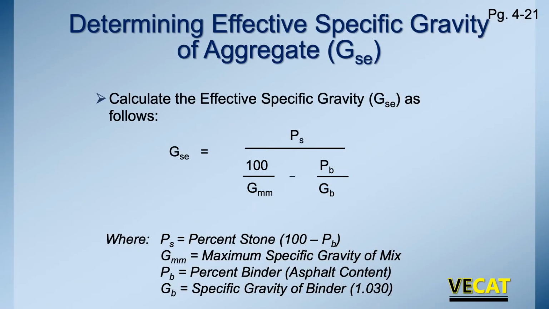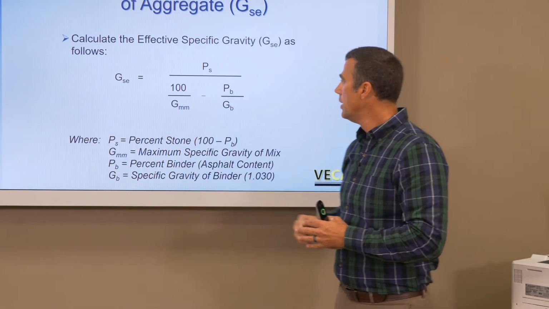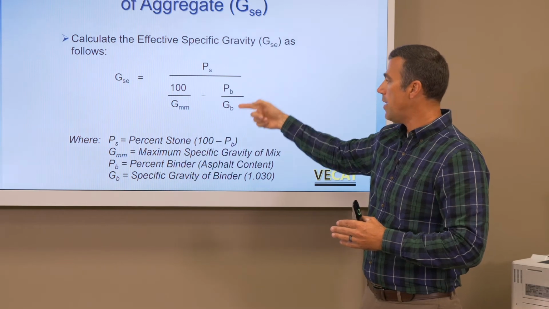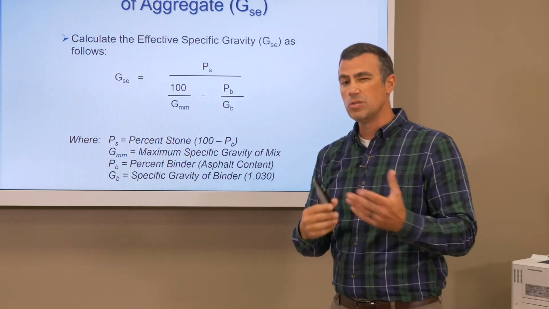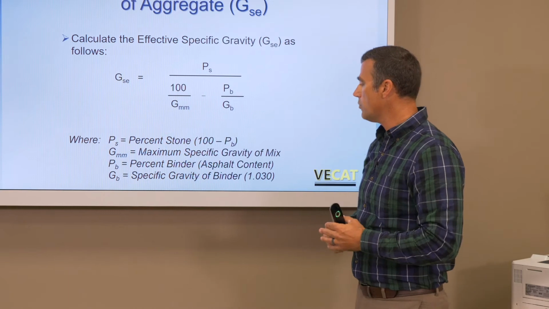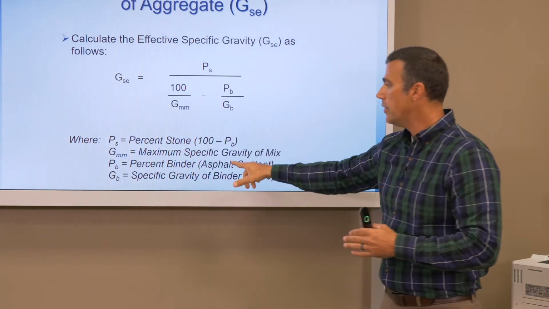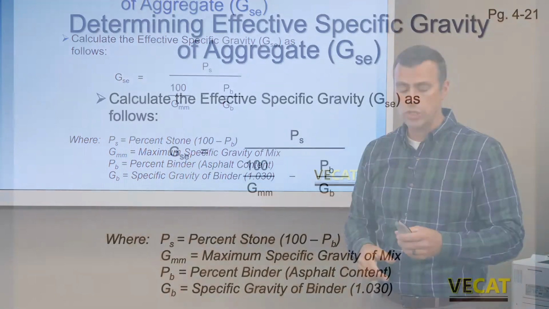And then on the bottom of the equation, 100 over the GMM. You may remember we already talked about maximum specific gravity of the mix. That's this value here. Over here on the right side, again, our percent binder in the mix divided by the gravity of the binder. What is the specific gravity of the liquid asphalt? So if you look down here, again, we define what these different terms are that we're going to need to be able to calculate GSE.